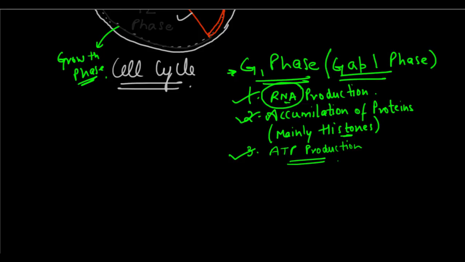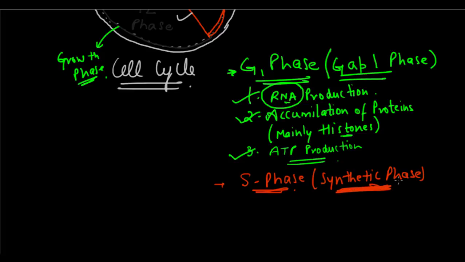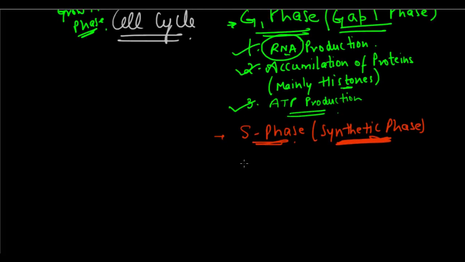Let's come to the next phase of the interphase, better to say. Sorry, not the G2 phase. We have to look at the S phase first. So let's have a look at the S phase. S here stands for synthetic phase. So basically, it is a phase which mainly involves the synthesis of various things. Let's see what kind of synthesis we have.